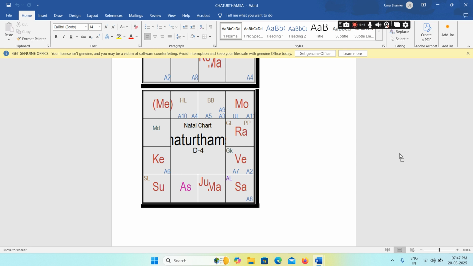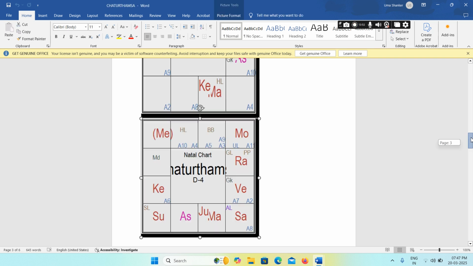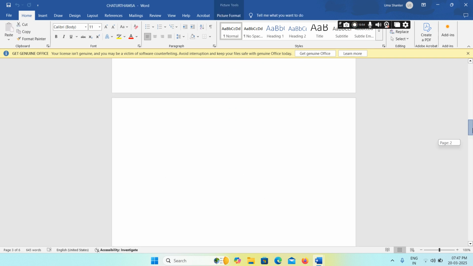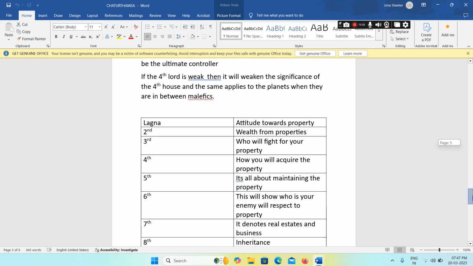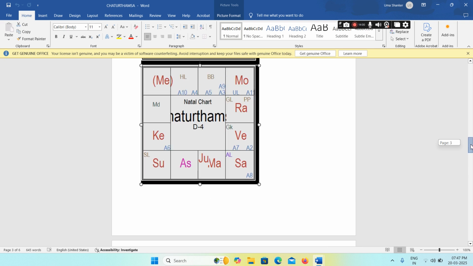And what about the fifth house? What did I say about the fifth house? You see here, fifth house is about maintaining the property. Where is the fifth lord going? It is going and sitting in the 12th house. So, in order to maintain the property, the native has to spend some amount of money because 12th house is all about losses. It's all about spending of the money.